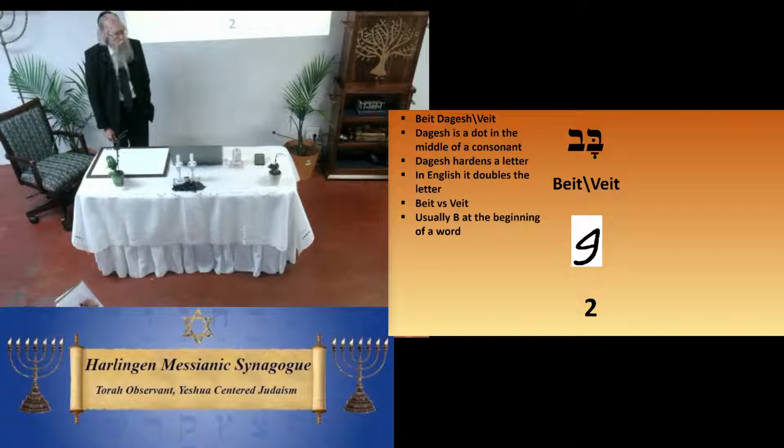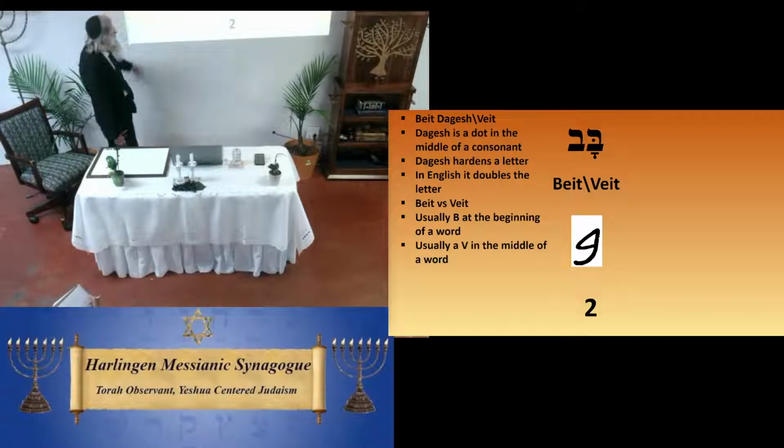So if you see the Beit at the beginning of the word, it almost always will have the dagesh in it, telling you that it's hard. It's going to be a hard B. If it comes in the middle of a word, it will usually sound like a V, vet, like Shavuot.